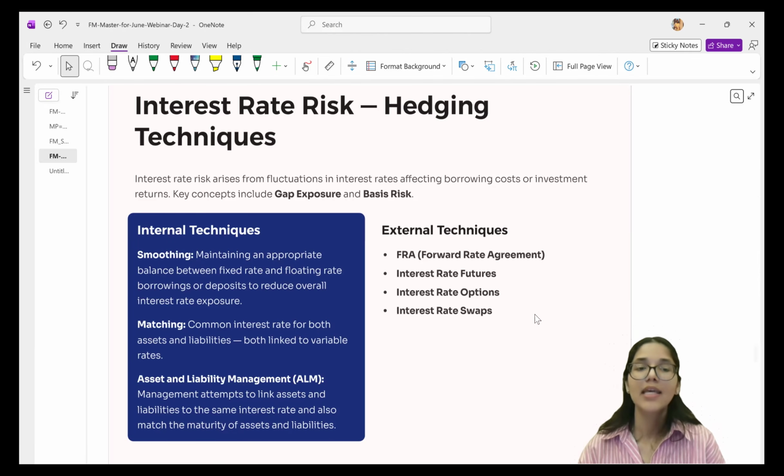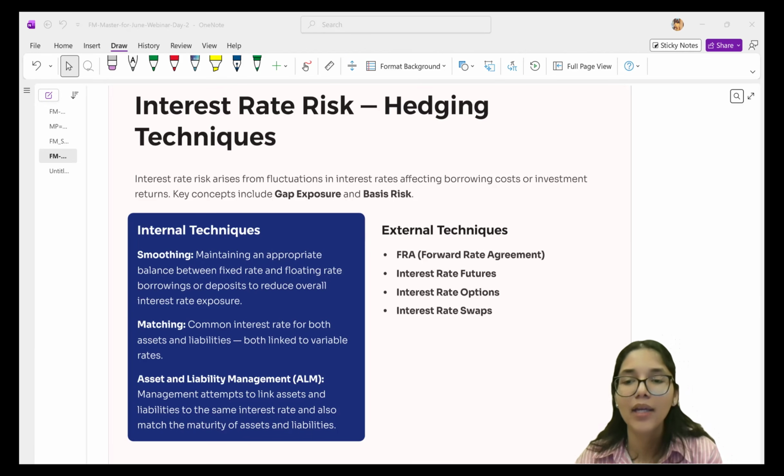Now, interest rate risk is because of the fluctuations that keep on happening in the interest rates. It could be if I want to borrow money, if I want to invest money, and we have also learned the concepts of gap exposure as well as the basis risk over here. Guys, what do we mean by gap exposure? What is meant by gap exposure? These concepts should be on your tips because it can be tested in the MCQs. Yes, absolutely. Thank you, Shreya.